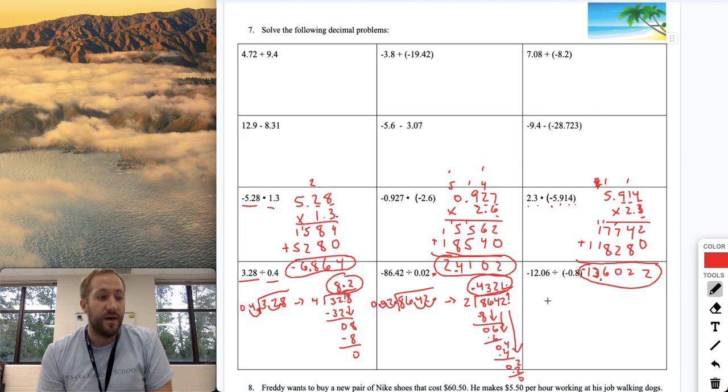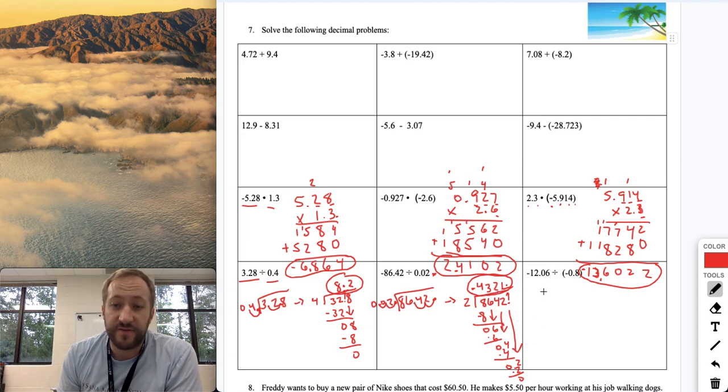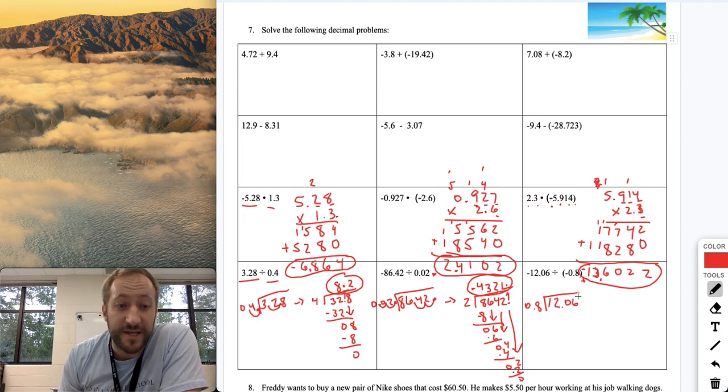You know this one? The dividend is over here on the left. It always goes inside the box. 12.06. 0.8 on the outside. Notice I leave the negatives off because I just really consider that when I get my final answer. A negative divided by a negative, that's just a positive. So I know my answer is going to be positive. Looking at this, I got 0.8. I wanted to make that a whole number, so I'm going to move the decimal one place.